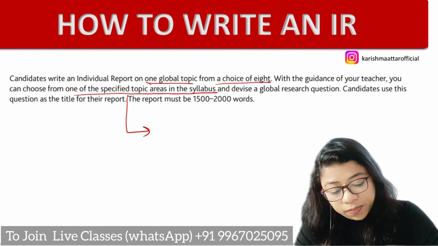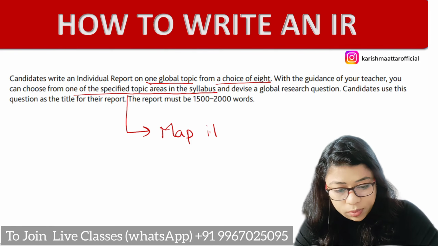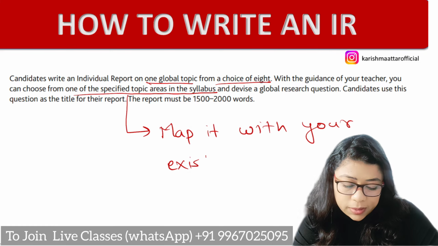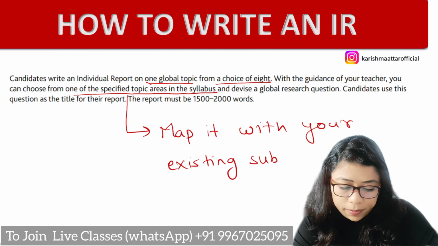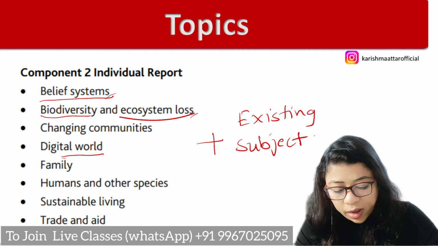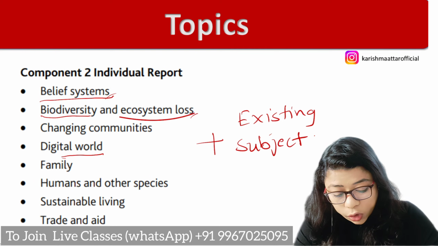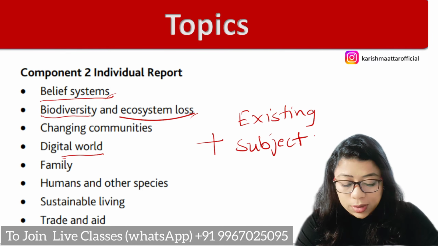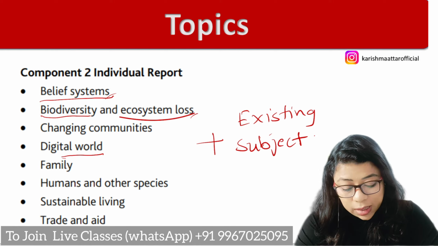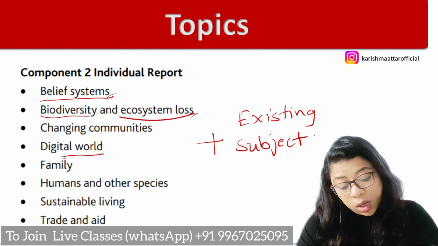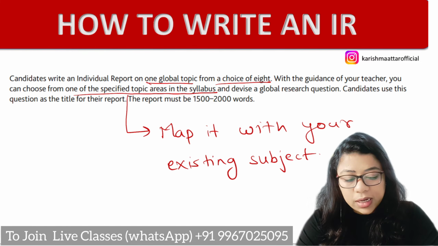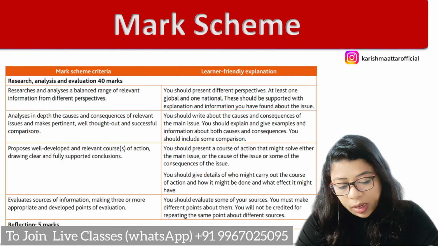Very important, what did I say? Map it with your existing subjects. So if you are a bio student, you can choose topics of biodiversity and ecosystem loss, or you can choose humans and other species. If you are a social science student, you can choose belief systems, you can choose family. If you are an economics student, you can choose trade and aid. Map it with your existing subject. That is the point I want to make over here.